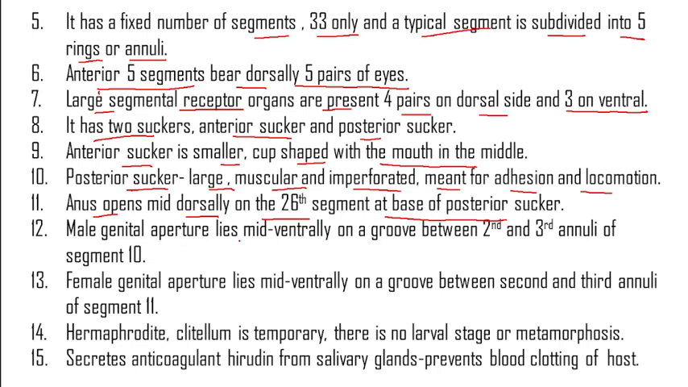Male genital aperture lies mid-ventrally on a groove between second and third annuli of the segment 10. Female genital aperture, it lies mid-ventrally on a groove between second and third annuli of the segment 11. देखो, male genital aperture 10 segment में और फीमेल 11 सेगमेंट में. ये हर्माफ्रोडाइट होता है, इसका मतलब मेल और फीमेल दोनों ही सेक्स ऑर्गन्स एक ही ऑर्गेनिज्म में प्रेजेंट होते हैं.